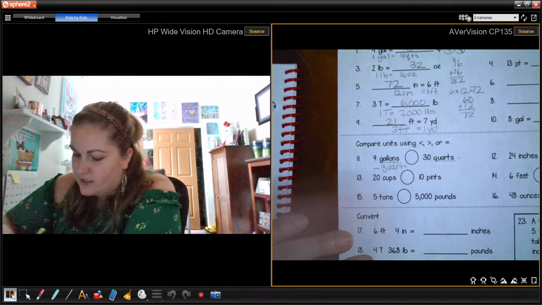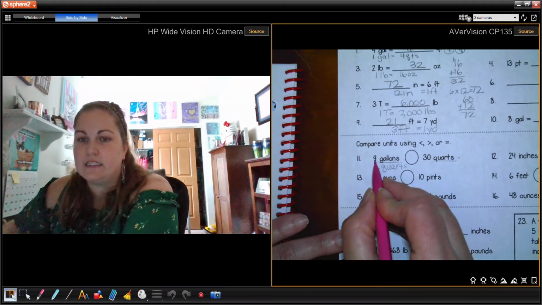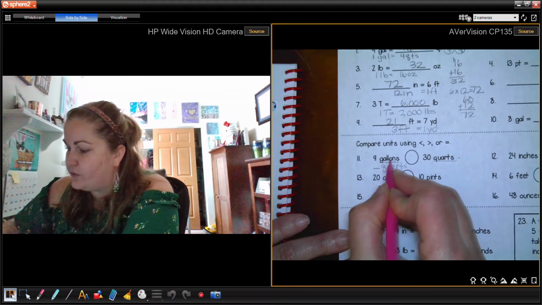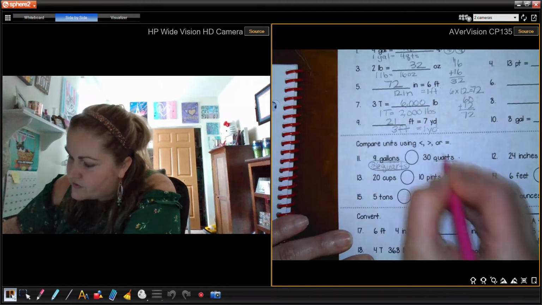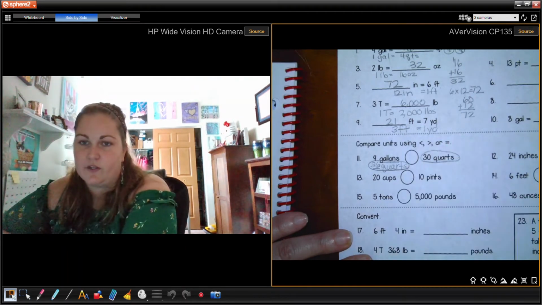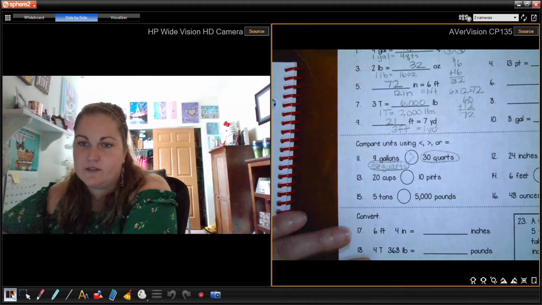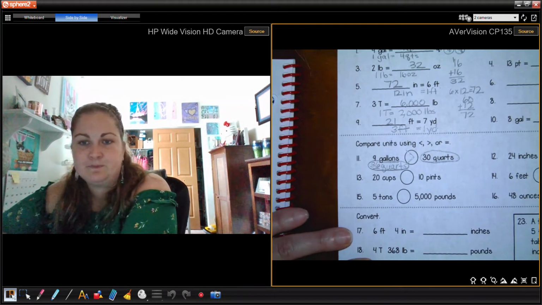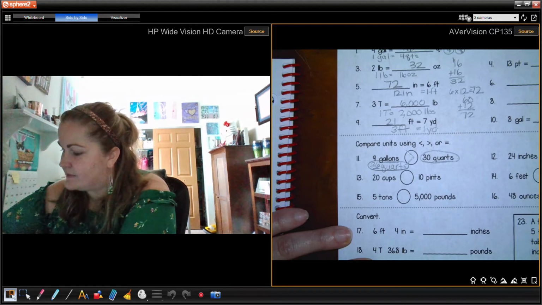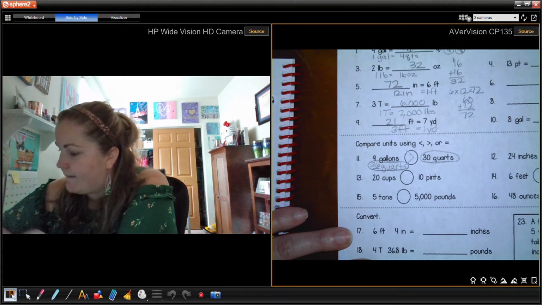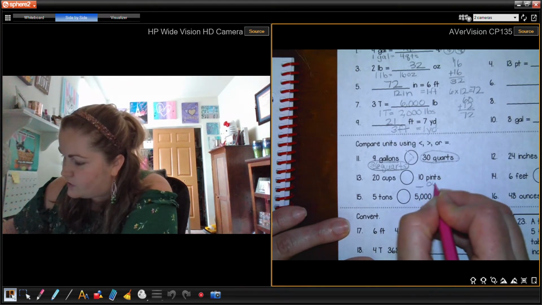According to my reference sheet right here, 1 gallon is 4 quarts. So if 1 is 4, I would have to do 9 times 4 to get 36. Then I can compare my 36 quarts to my 30 quarts. 36 quarts is greater than 30 quarts. All right, going to number 13, I'm comparing cups and pints, and I'd have to ask myself what's larger, a cup or a pint. Pints are larger than cups, so I'm going to convert my pints into cups.